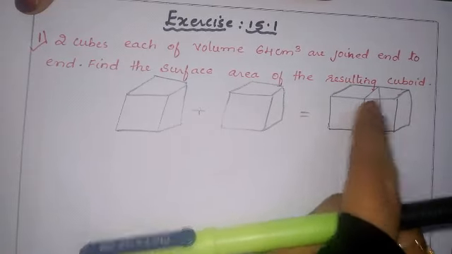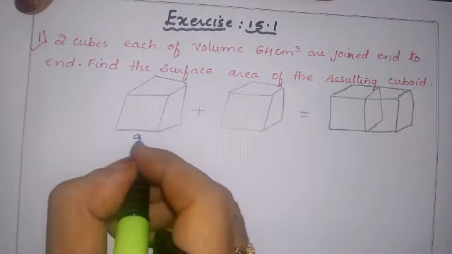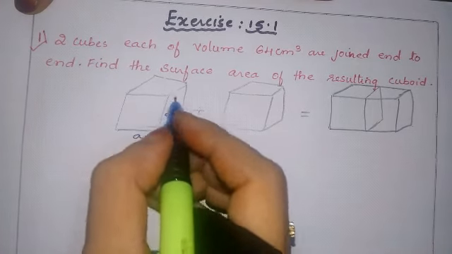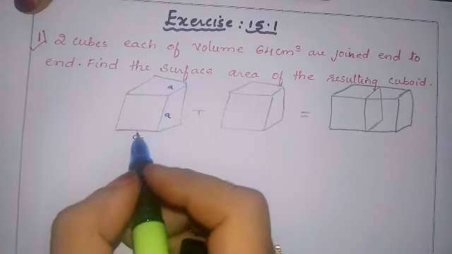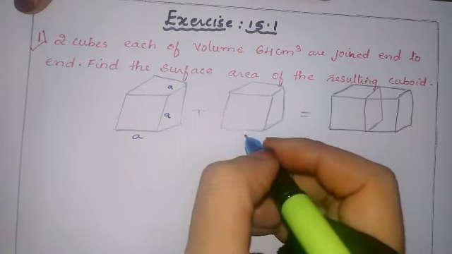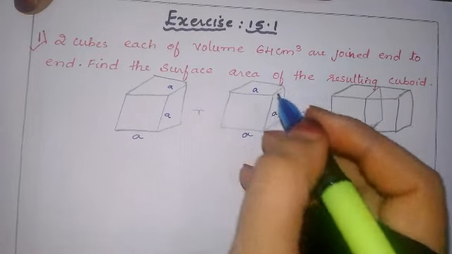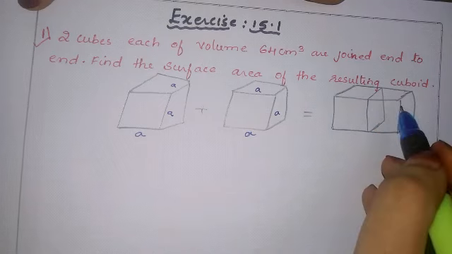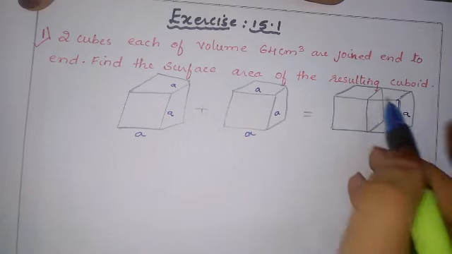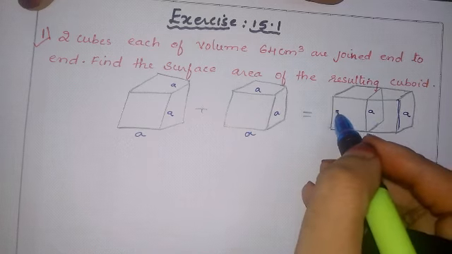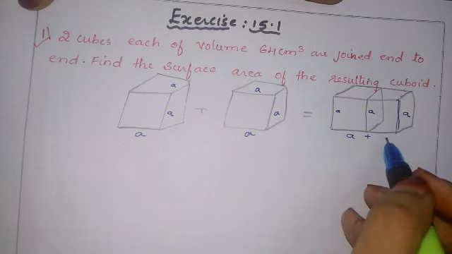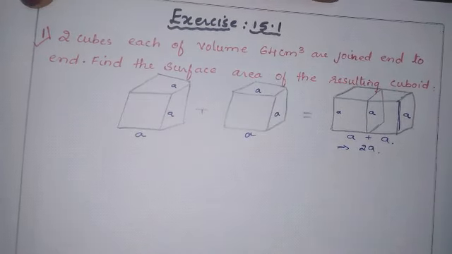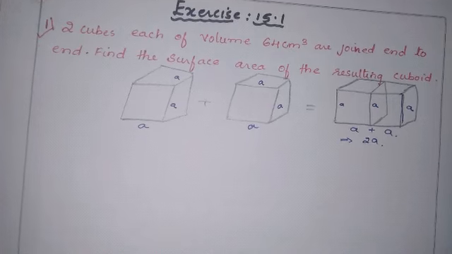We got a cuboid here. Let us consider these sides as A. We know that length, breadth and height, this is also A and this is also A. In a cube all sides are equal. So this side will be A only, and here also it is A. But here A plus A is joined, so the breadth will be 2A. So let us solve the problem now.